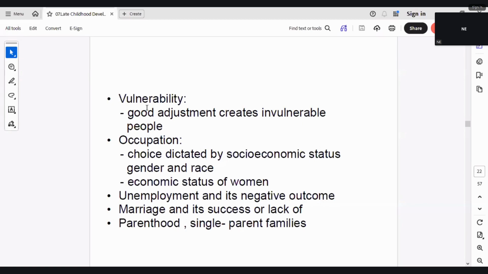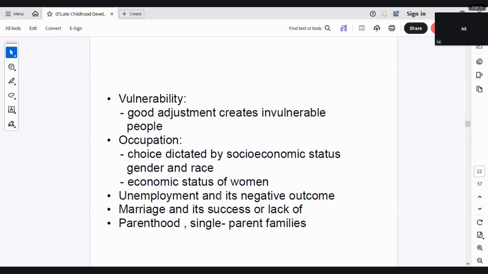People could be vulnerable. And so if someone adjusts easily, then you're someone who's not as vulnerable. Occupation, again, is dictated by your socioeconomic status, gender, and race. Unfortunately, that still exists, where, depending on gender, depending on race, you can be higher up in the chain or at the very bottom.